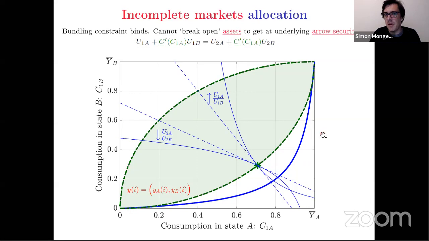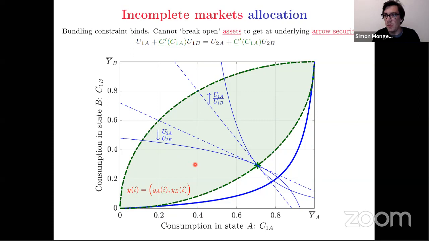Consider the following incomplete markets economy. You have two individuals. Those individuals have utility over consumption in state A and consumption in state B. Individual one's biased towards state A, individual two's biased towards state B. These guys don't have any Arrow securities to trade. At date zero, the only thing that they can trade before the realization of which state's going to occur is a set of trees. And there's a continuum of trees. These trees have a payoff in state A and they have a payoff in state B. So in period two, the only thing that you can consume are your trees.